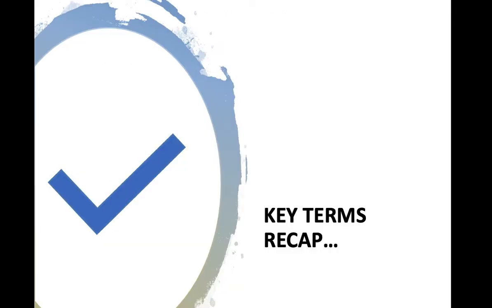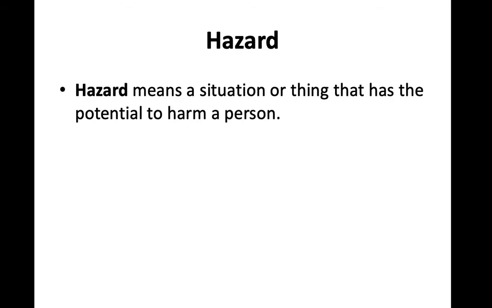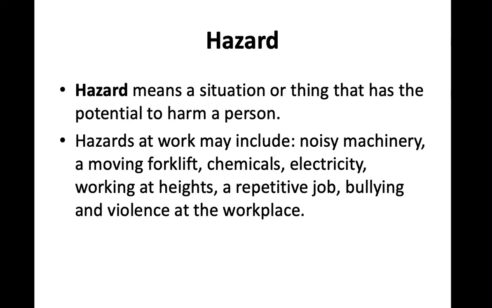Okay, so let's just recap on some of our key terms before we close out this tutorial. First of all, a hazard. A hazard means a situation or thing that has the potential to harm a person. Hazards at work may include noisy machinery, a moving forklift, chemicals, electricity, working at heights, a repetitive job, bullying, and violence at the workplace. So I've put that general definition in there, but in this specific hazard, we're looking at hazards in terms of maneuvers in that road environment.